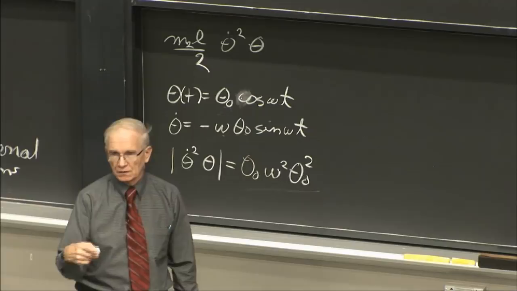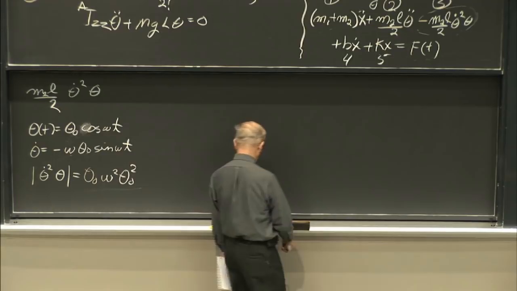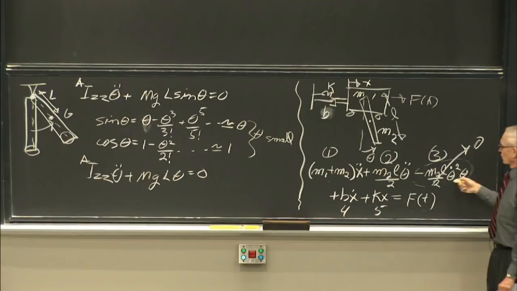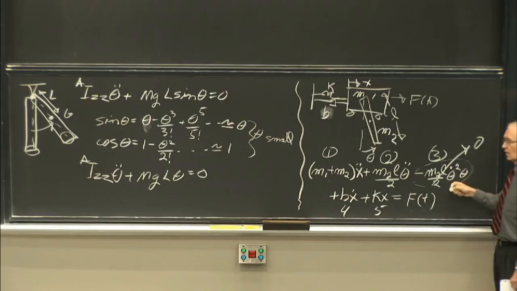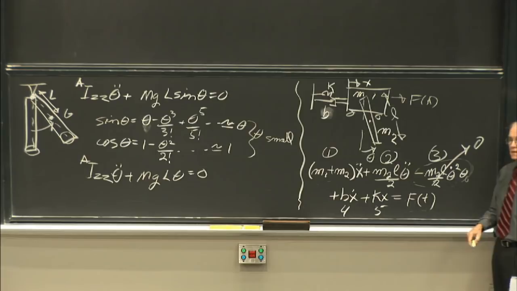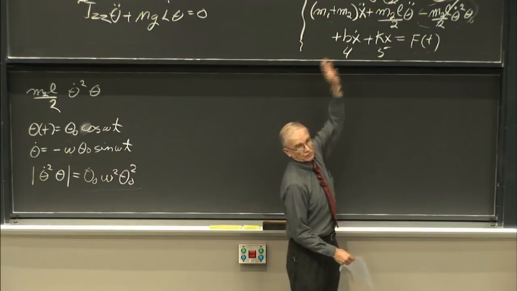So this term is proportional to theta naught cubed. And if the angle theta is small, then a small angle cubed is really small. So the way you linearize this equation is to throw this out. When you've done all your tricks, like replacing sine theta with theta and cosine theta with 1, and you still end up with terms that are higher order than 1 in the motion variable, theta or x, you throw them out. And if you throw that term out, then you end up with a nice linear equation of motion.